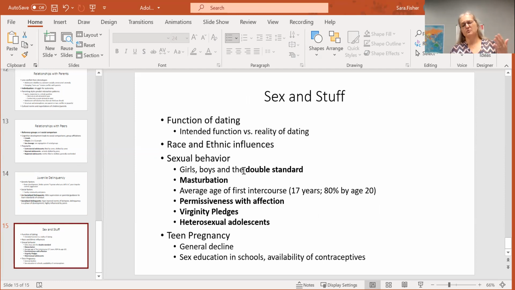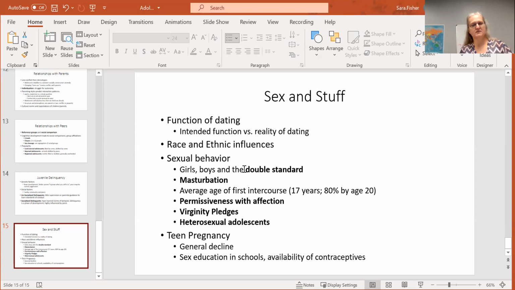What we refer to as the double standard are those cultural messages about sexual activity, the message that it's expected and more desirable and more okay for boys to have lots of sexual partners, but it's not appropriate for girls to have sexual partners. In other words, the rules are different.